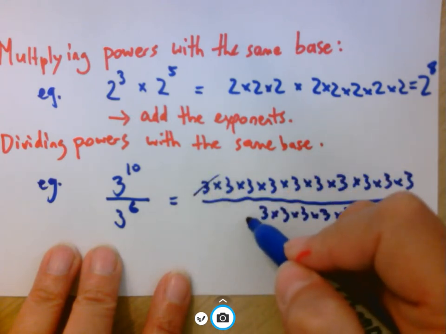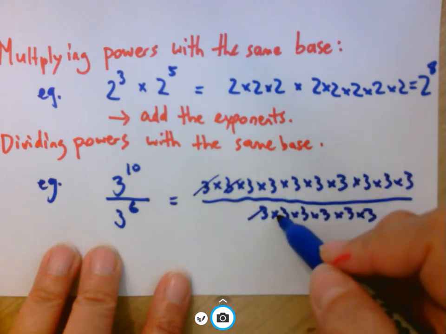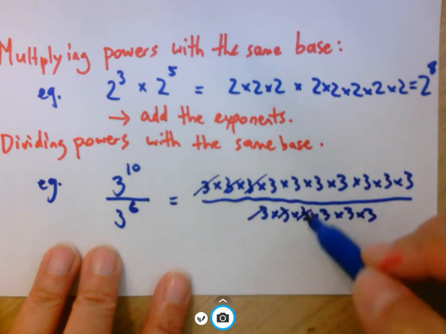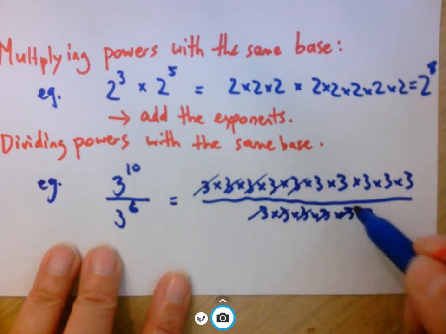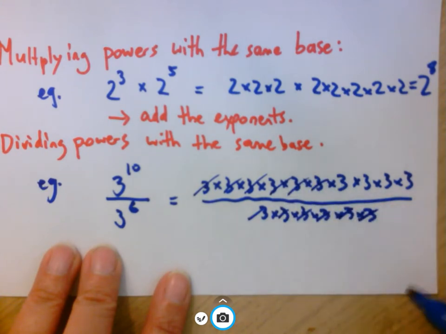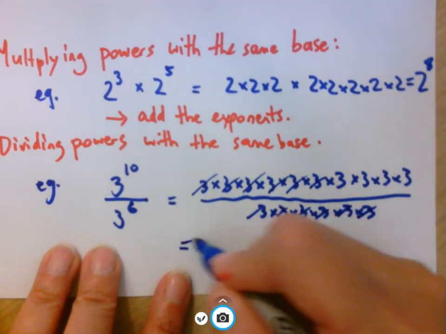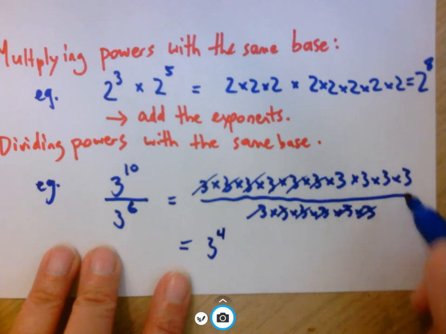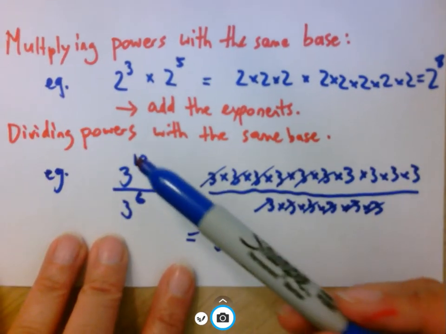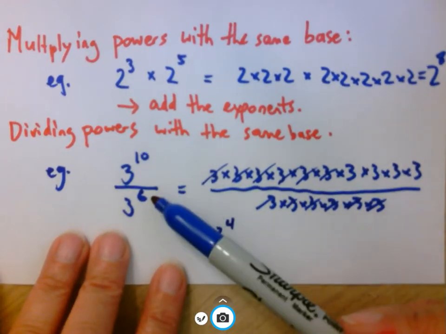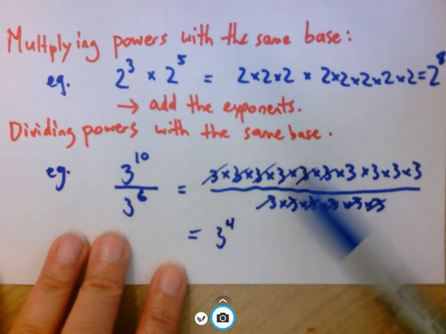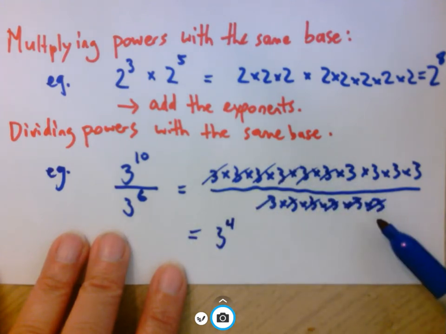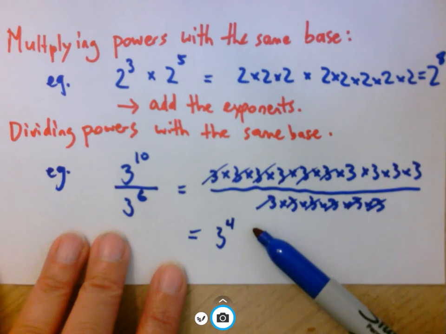So that 3 cancels with this 3, and this one goes with this one, and this one goes with this one. They just cancel away. And that one goes with that one, and that one goes with that one, and that one goes with that one. And we're left with 3 to the exponent 4, because it's 3 times 3 times 3 times 3, that's all that's left. So look what happened. When we're dividing, 3 to the 10 divided by 3 to the 6, all 6 of the 3's go away, and we're left with just 4.